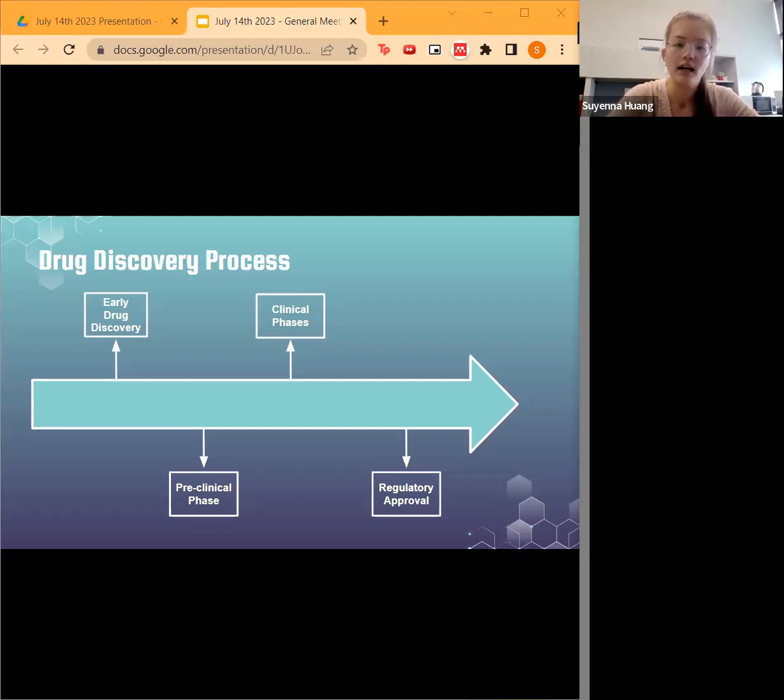And then finally, the last stage being regulatory approval is where all the data that needs to be collected will be collected and analyzed and then submitted to the appropriate authorities for review. And approval is necessary before the compound can be sold and enter the market.